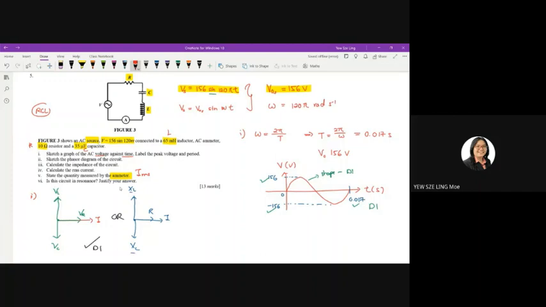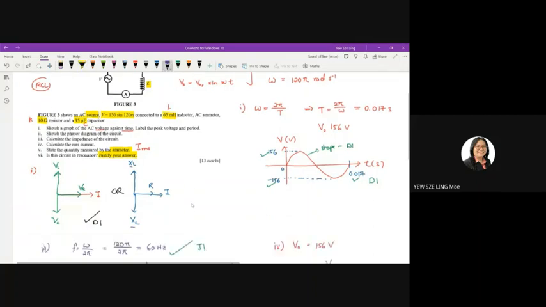Is the circuit in resonance? Justify your answer. Now you look at the question, it asks you to justify your answer. That means you need to explain why. What makes you think so? If you say it is resonance, why? If you say it is not resonance, why? You need to tell the examiner why.